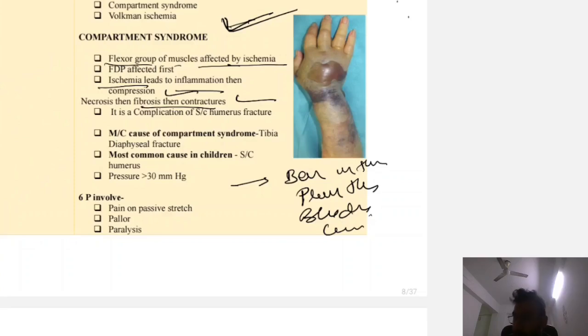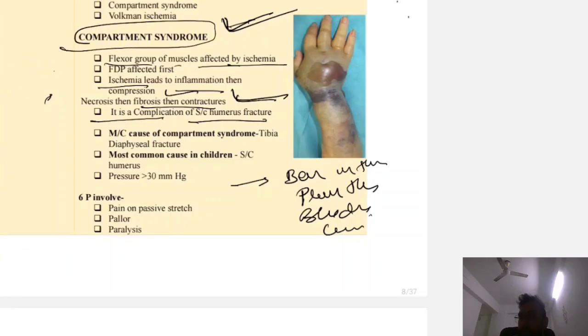Due to compression of the forearm, it leads to compression of blood vessels, and compression of blood vessels leads to ischemia. Ischemia leads to inflammation, then compression, then necrosis, then fibrosis, and ultimately it leads to contracture. It is also a complication of supracondylar humerus fracture.